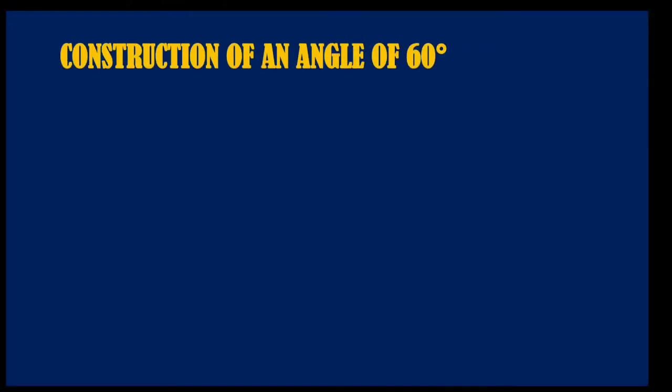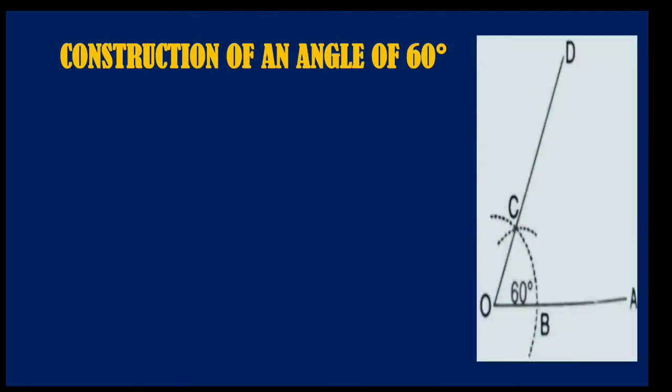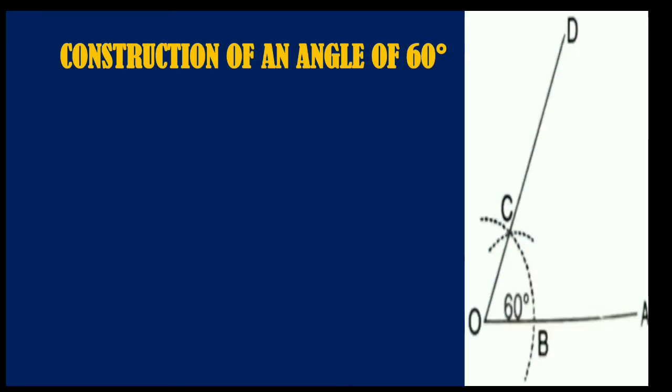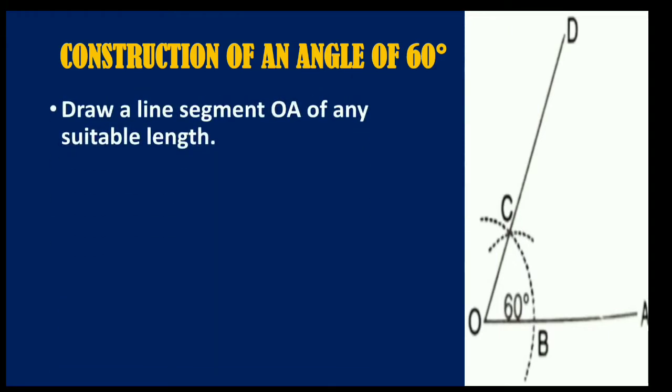So constructions of an angle of 60 degree. Now how to construct this angle 60 degree? So first of all, we have to draw a line segment OA, any suitable length. So you can take 5 centimeter or 6 centimeter, and using ruler you can draw a straight line OA.